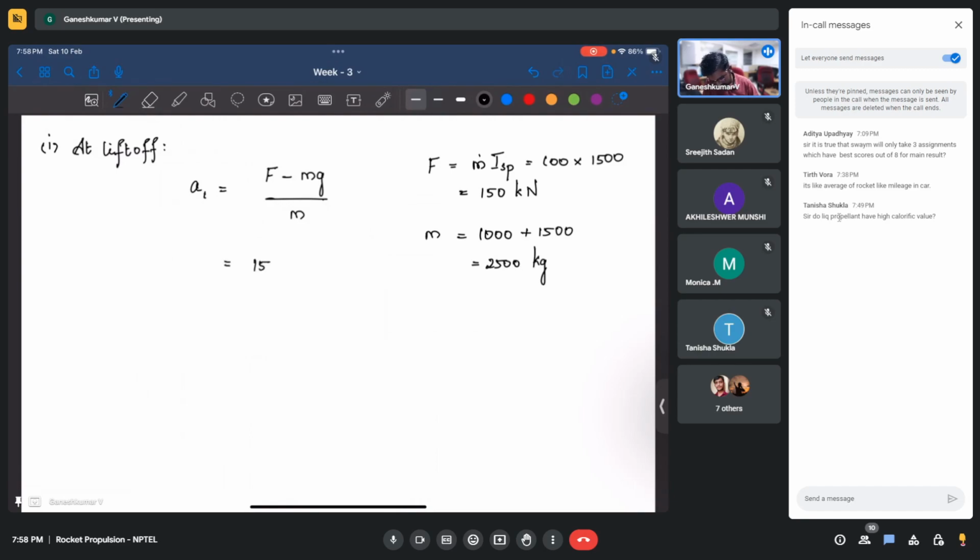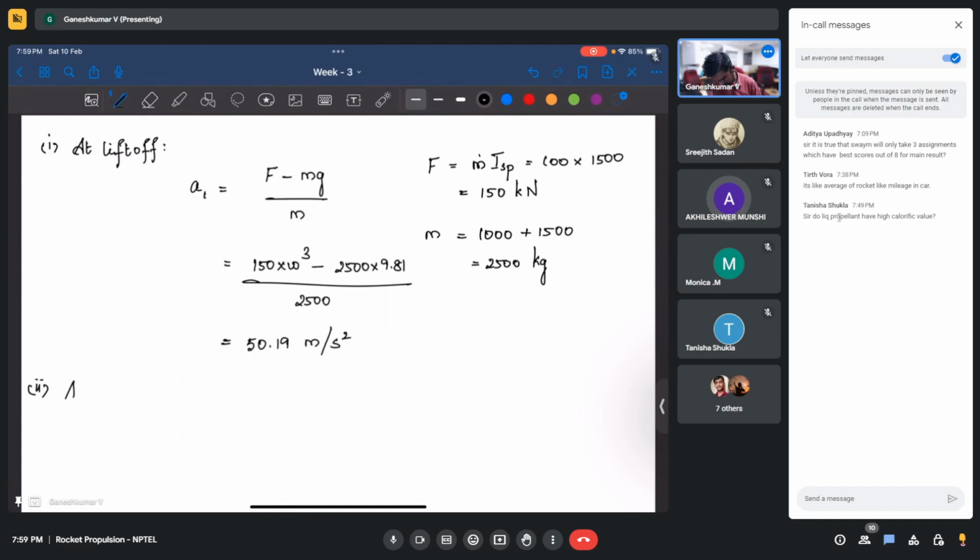So now, if we calculate this, what is the acceleration we are getting? 50.19 meters per second... 3.19 meters per second squared.